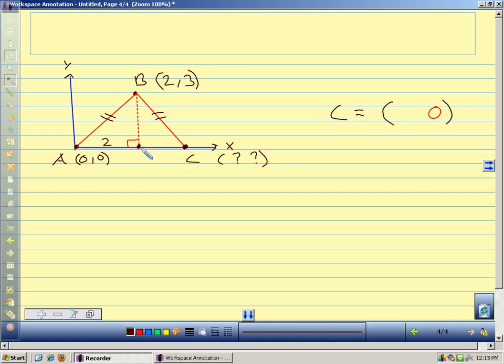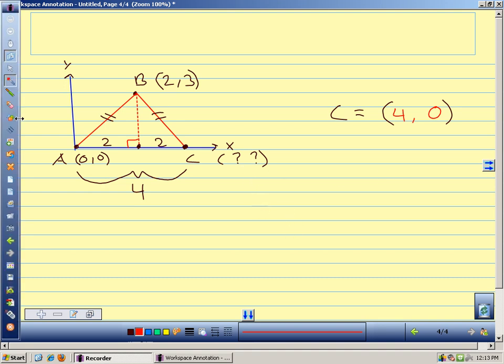So how far does it have to be from here to here? Has to be another 2 units. So the whole distance is 4. So my x-coordinate, how far I've gone to the right, is going to be 4. So my point C is at 4, 0. So these are some examples of how we're going to use coordinate geometry in the kinds of problems that we want to solve with coordinate geometry. Any questions? Okay.